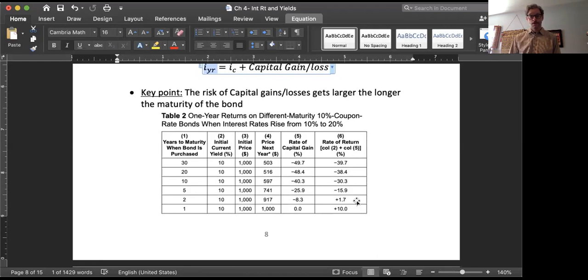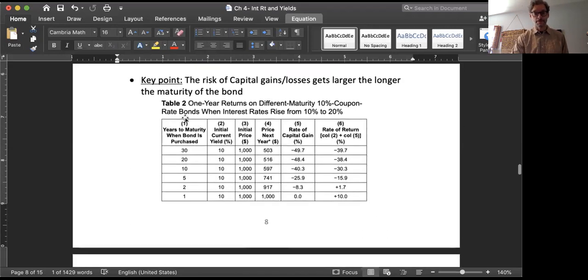There's no guarantee that you will get a return on holding a bond if you can't hold that bond till maturity. So just to see this in practice, look here at table 2. This is from your book. This is looking at the 1-year return on different maturities for a 10% coupon rate when interest rates rise from 10% to 20%. So that's a big jump in interest rates. But look at the size of the capital losses. Let's say you have a 30-year bond. The current yield is 10%, and the initial price you bought it at is $1,000.